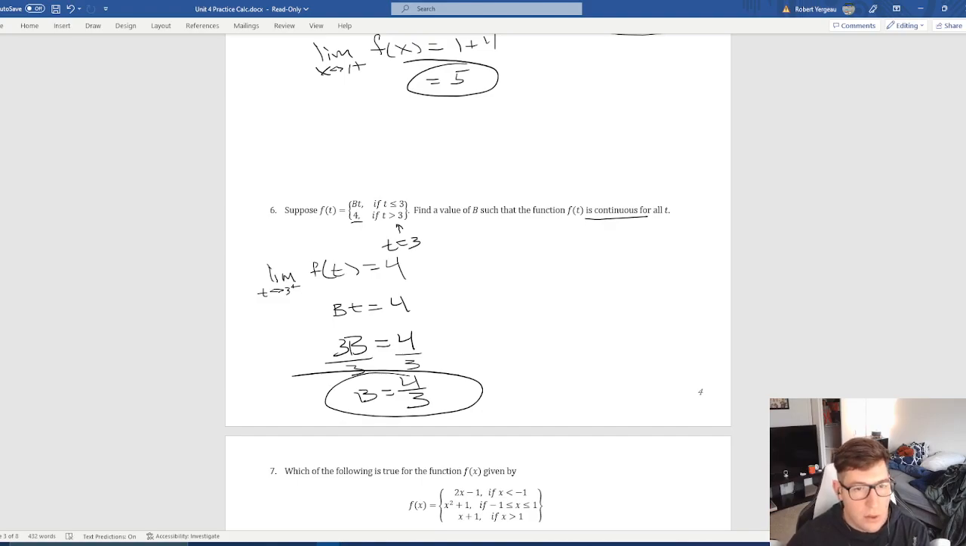4/3. And so on a question like this, we simply find the limit that we can find based off of the piecewise, and then we know that whatever that answer is, the rest of the values just have to match that. And so we force it to. 3b equals 4, divide by 3.